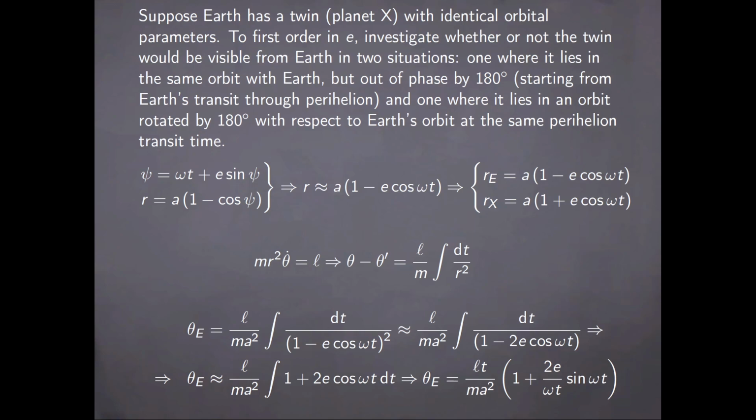And to carry out this investigation, we begin from Kepler's equation and from the radius written as a function of the eccentric anomaly in the case of elliptical motion.